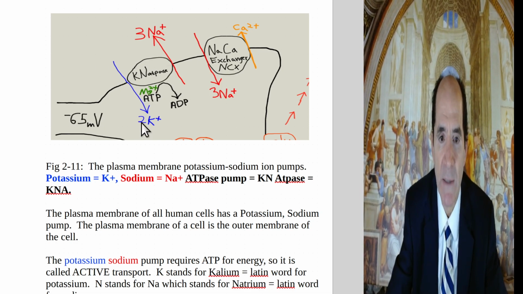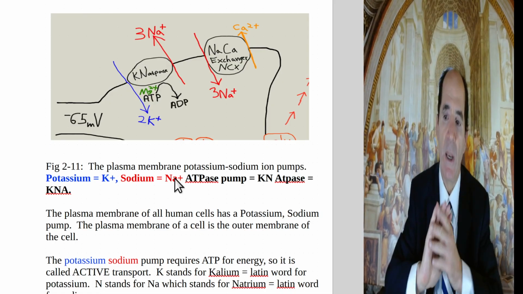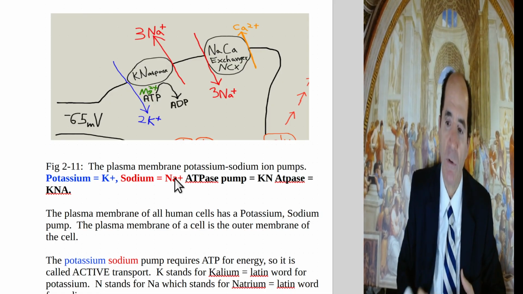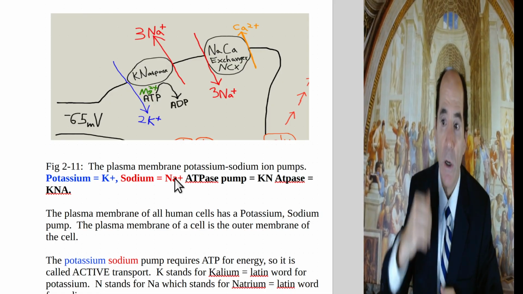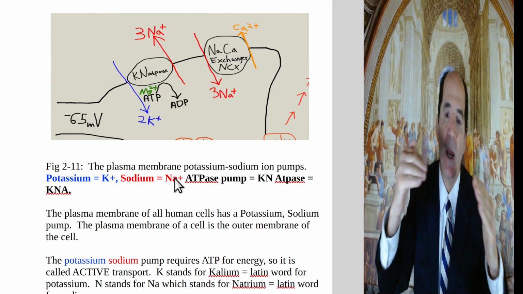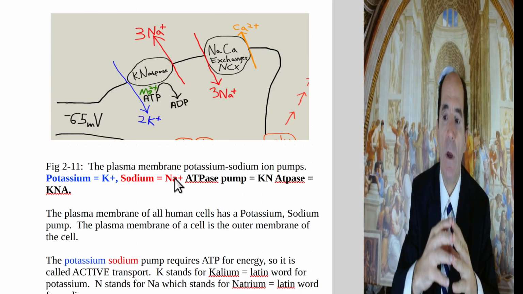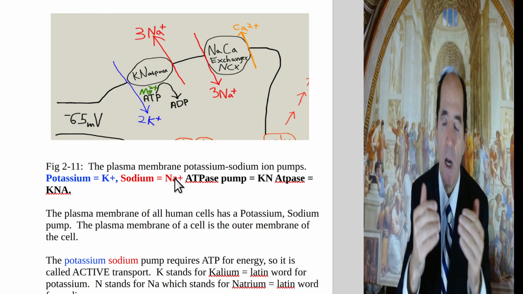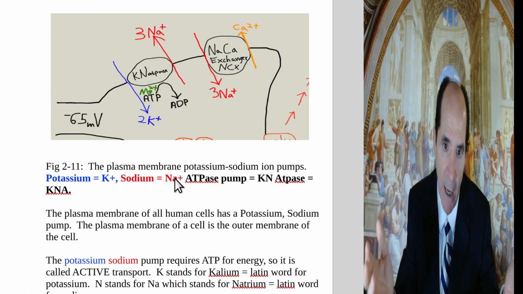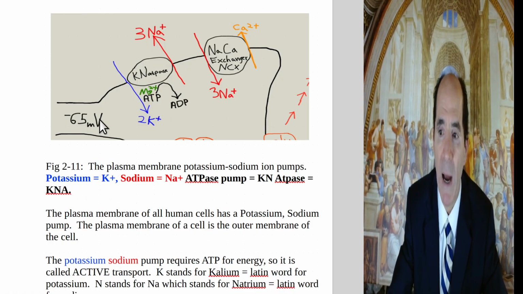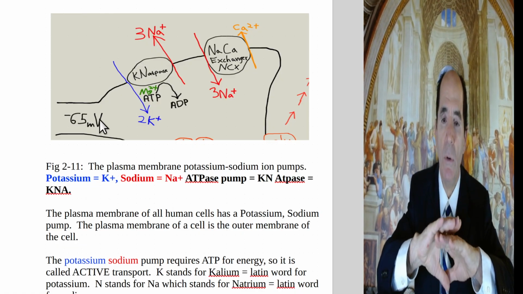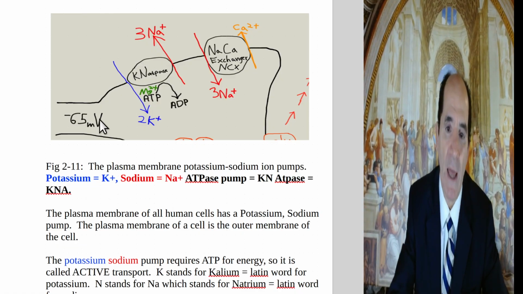You're letting in 2 positive charges on the potassium coming in, and you're pumping out 3 positive charges with the sodium going out. So there's a net positive charge going out. So there's a positive current of ions going out. There's charge separation across the plasma membrane. So this is a battery with charge separation and current flow. That's a battery. And this is the electrical power that the cell uses to do just about all the work across the plasma membrane.